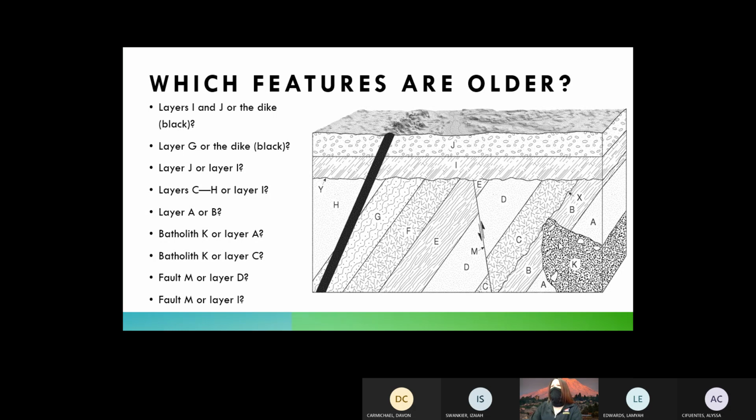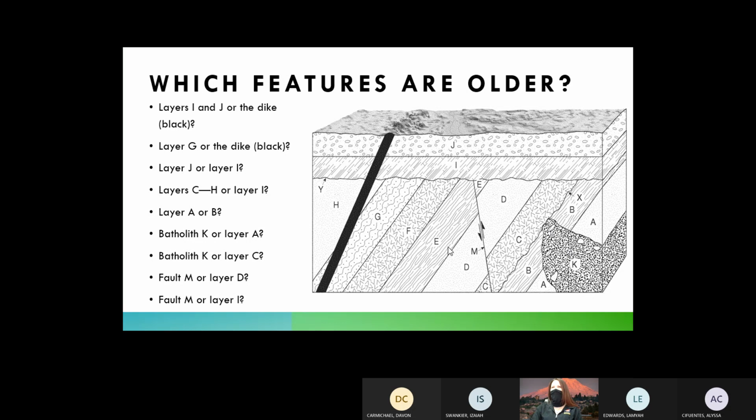All right, in this case, it's batholith K. Do you see how it does not cut through layer C? And there's our little erosion line right there. So that means it was A, B, then the batholith K came through and intruded on them. They got eroded, and then layer C got put down.